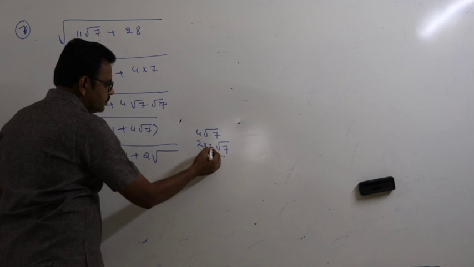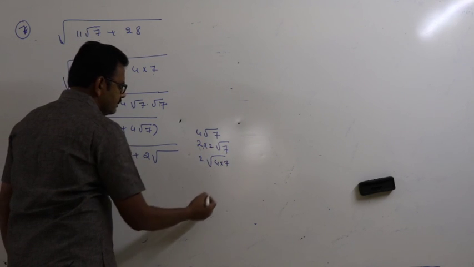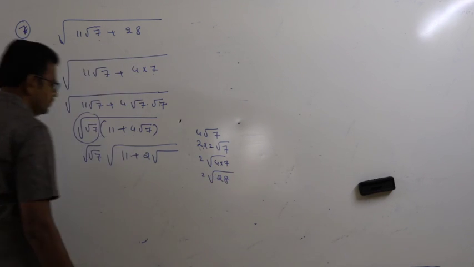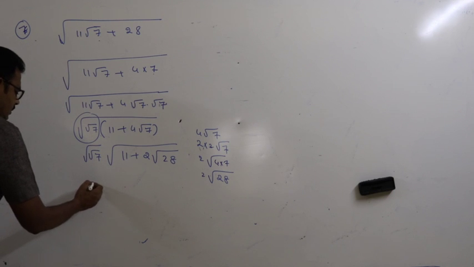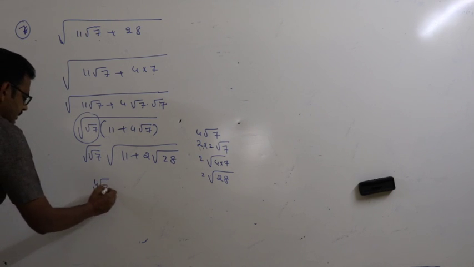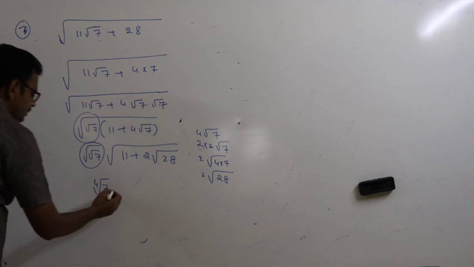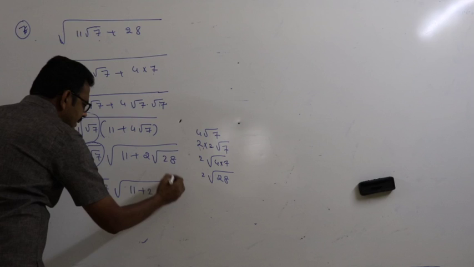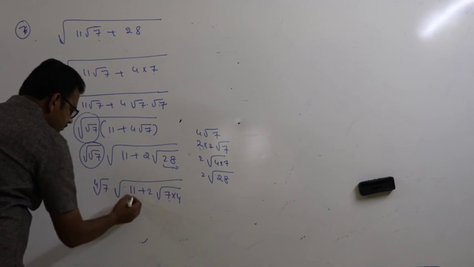Root 4 is 2, root 4 into root 7, so this is 4 into 7, that is 2 root 28. So this reduces to 2 root 28. This part is 4th root of 7 into square root of 11 plus 2 root 28. Factors are 7 into 4, and 7 plus 4 is 11.